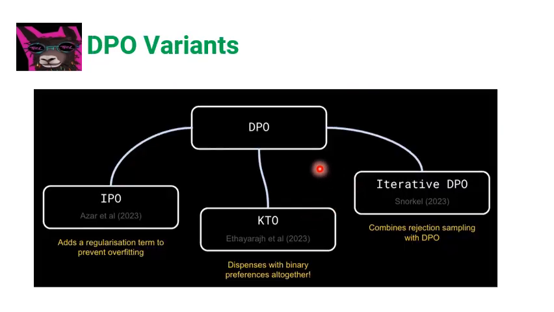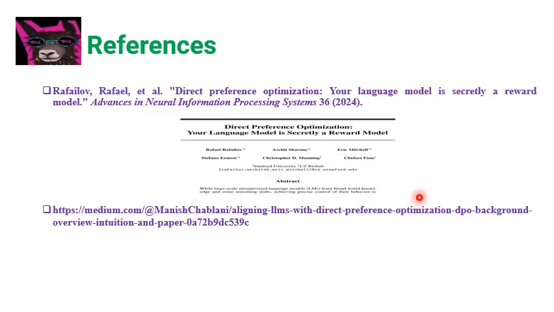DPO has some variants. The first variant is IPO. The authors of IPO found an overfitting issue in DPO, and they add a regularization term to prevent overfitting. The authors of KTO directly optimize the utility of the LLM generation instead of maximizing log likelihood. And iterative DPO combines rejection sampling with DPO. It adds a negative log likelihood term to the objective of DPO. You can find the references here.